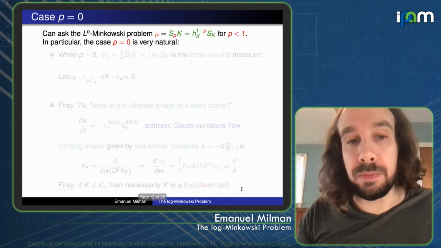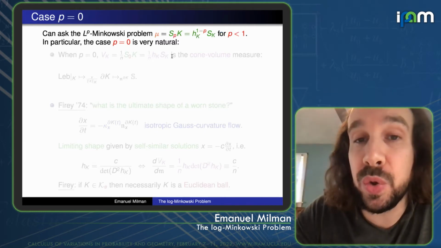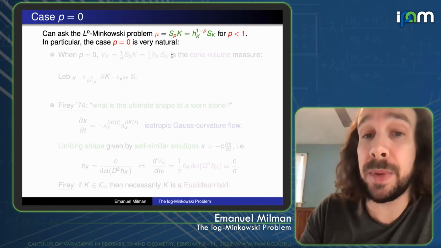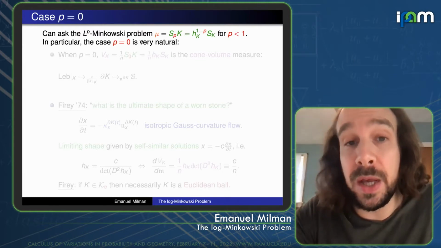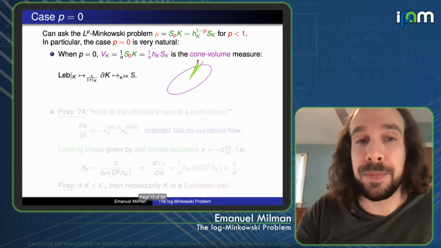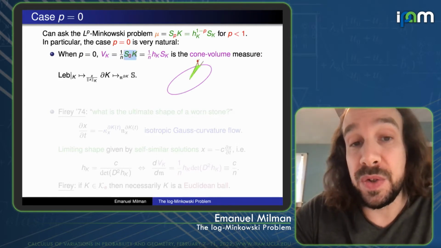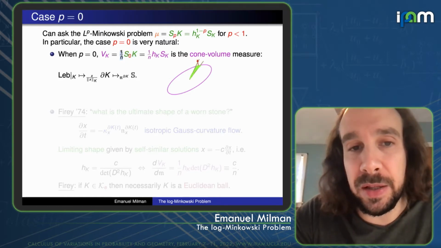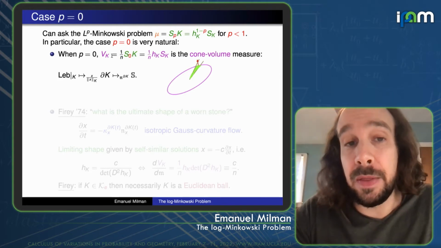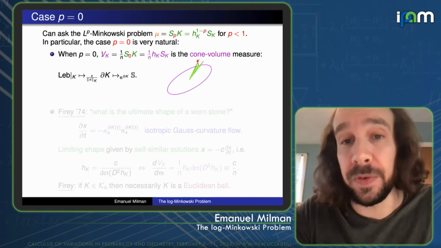So now, let me try to convince you that this problem, this LP Minkowski problem, is also natural, not just for P larger than 1, but actually for P smaller than 1. And in particular, the case P equals 0 is very interesting. One reason for this is that the L0 surface area measure, which is, maybe let me just change normalization and divide by the dimension. Then this is the so-called cone volume measure, V of K.